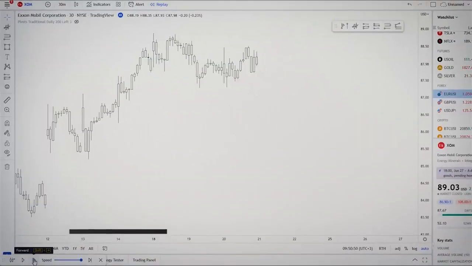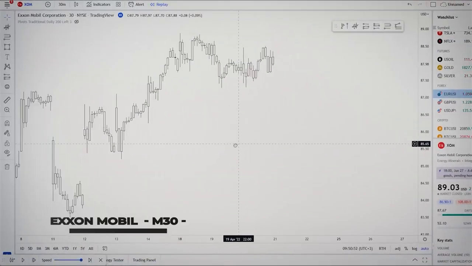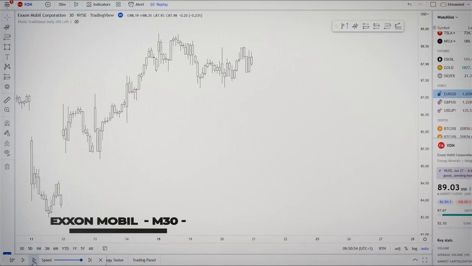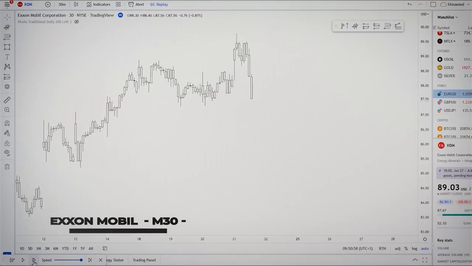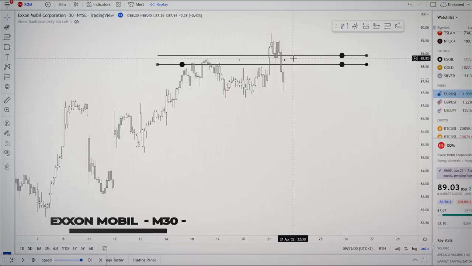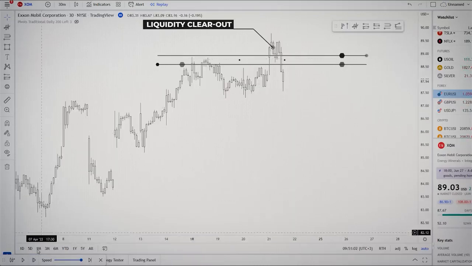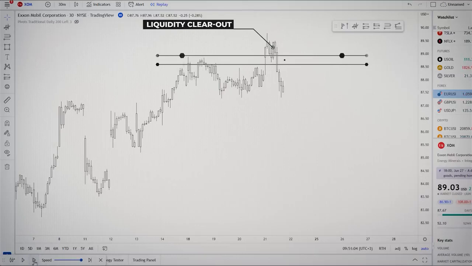We are looking at ExxonMobil on the 30-minute time frame. Price was in an uptrend, made the last push higher above the previous swing high, but immediately reversed lower. This looks like a liquidity clearout, with many orders above this area.